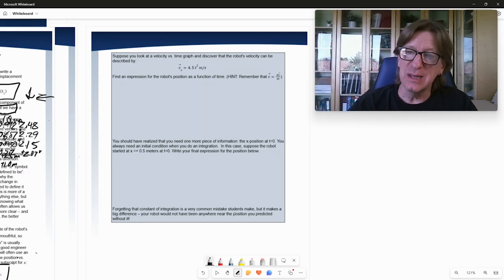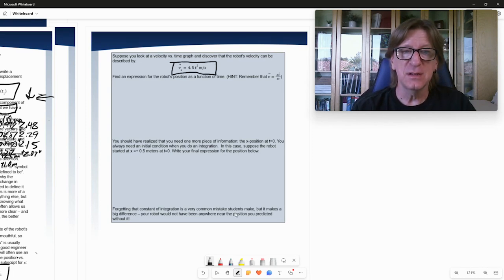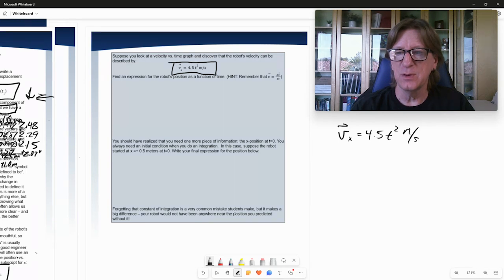So let's say that we've done that experiment, and we found that this was the best fit to the curve. So we plotted the velocity versus time data, and this time we got a quadratic out of it. All right, so let's put that here. So v, and the little subscript x just means in the x direction, because that's the only way that my robot was going, or at least the only way that I cared about. And then the units of the whole thing is meters per second.